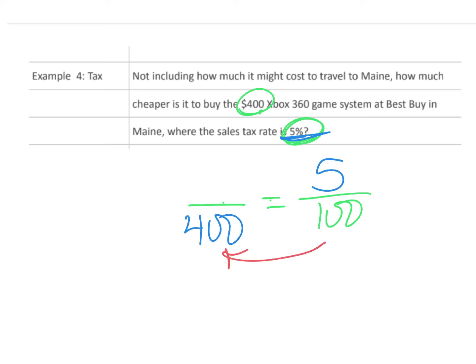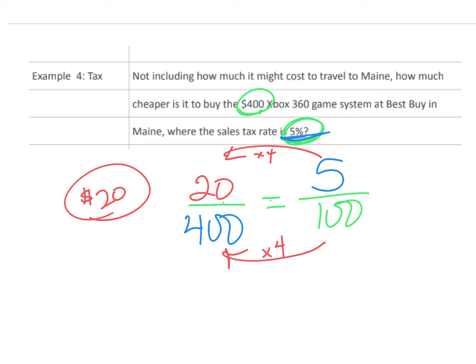Again, we're still going to set it up the same way, or solve it the same way. 100 times 4 gives us 400. 5 times 4 gives us 20. So we're going to only pay $20 in sales tax, where in Minnesota, if you remember on the last slide, it was 28. So it's cheaper to buy it in Maine, other than the cost to travel to Maine.